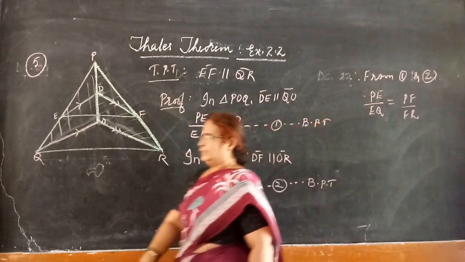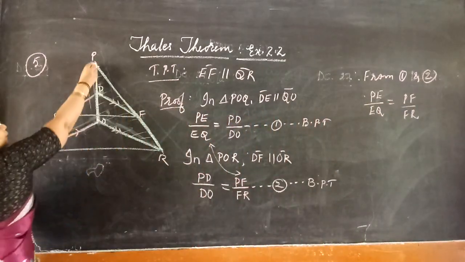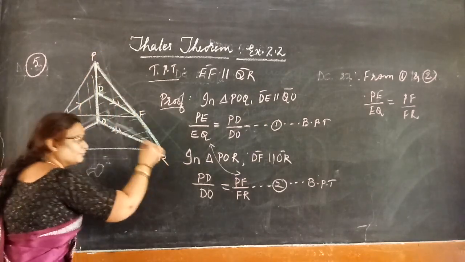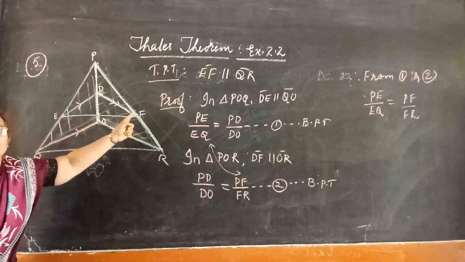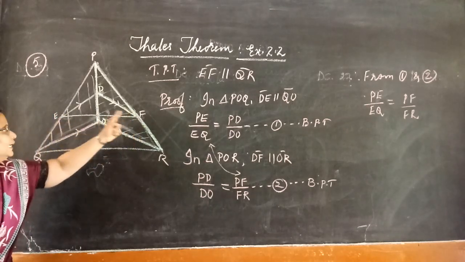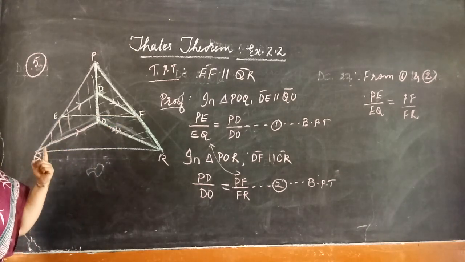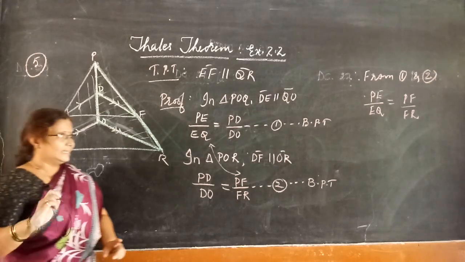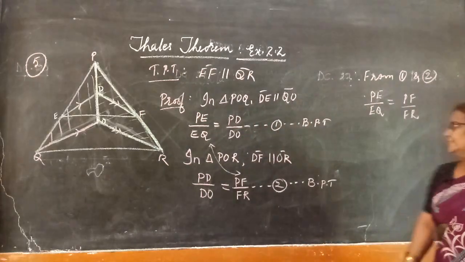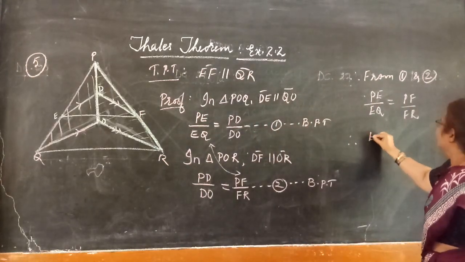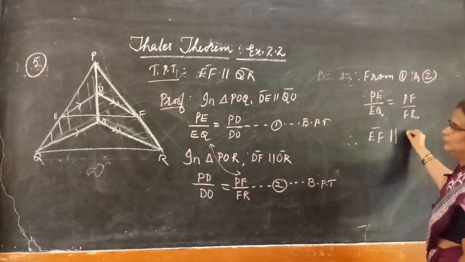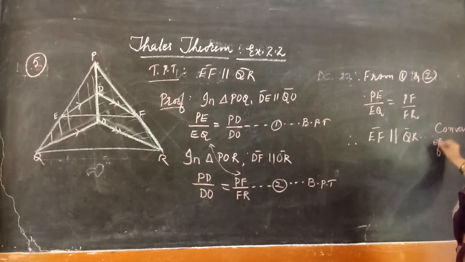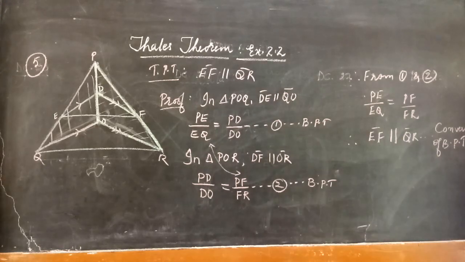Now you refer to this figure. PE by EQ, this ratio, is equal to PF by FR. The ratios are equal, so this line EF must be parallel to QR. If a line divides the other two sides in the same ratio, then the line must be parallel to the third side. This is what the converse of Thales theorem states. Therefore, EF must be parallel to QR. Reason is converse of basic proportionality theorem.